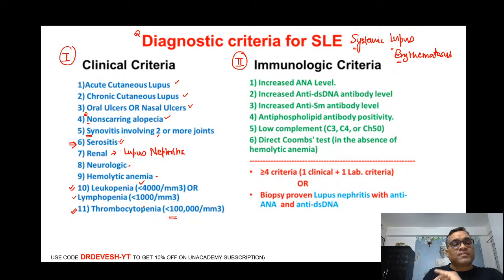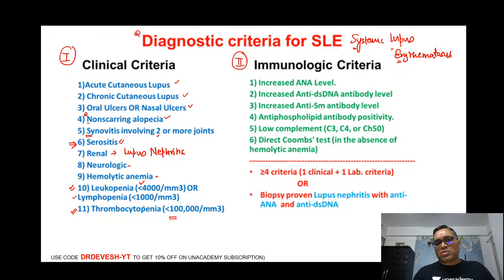So now you understood. When we are talking about the diagnostic criteria, these are the clinical criteria. You have seen the skin lesion, acute and chronic cutaneous lupus, then oral ulcer, then non-scarring alopecia, synovitis, serositis. Then musculoskeletal. Remember like this, there is involvement of all the systems, starting from the skin to the brain, to the lungs, to the heart, to the kidney, to the musculoskeletal system. Then you are seeing the blood also, in the hematology: hemolytic anemia, leukopenia, all these things. So all these are clinical criteria.